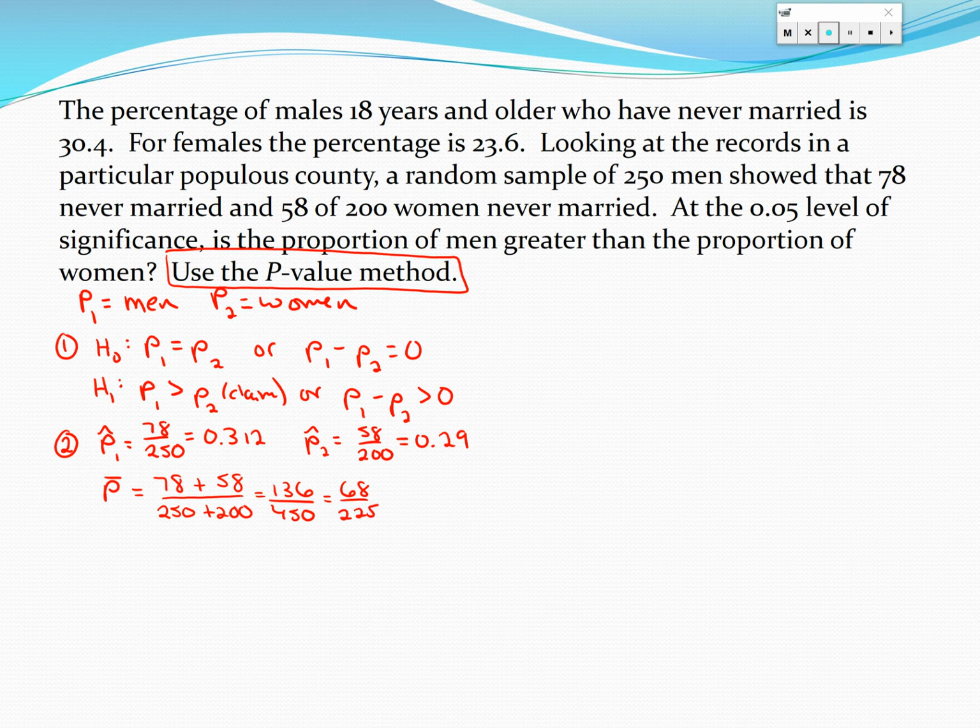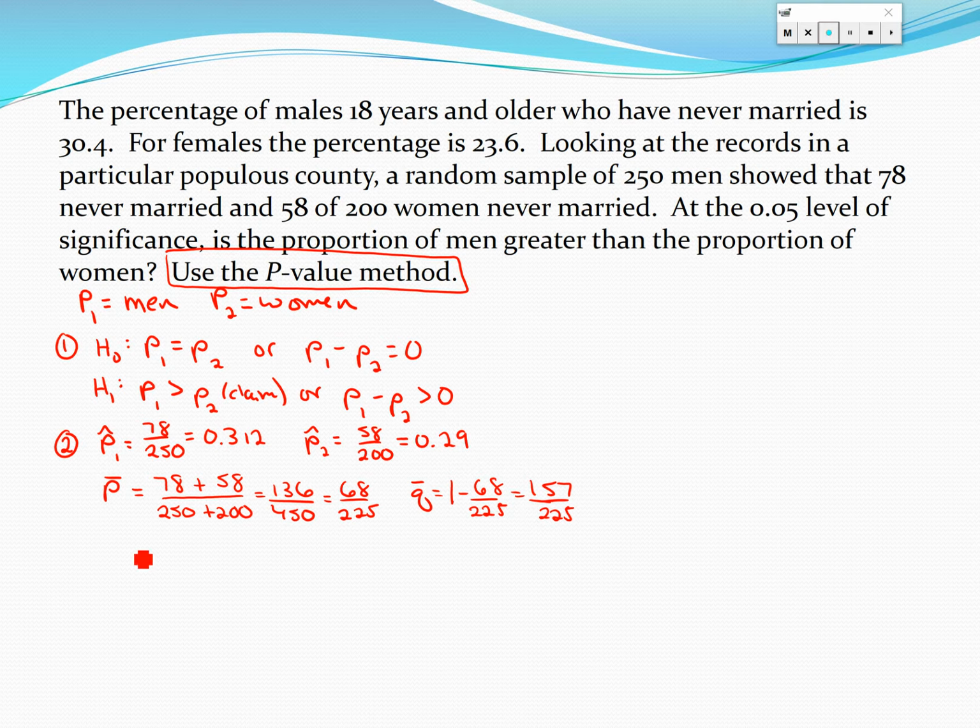And to be honest, you wouldn't have to simplify your fraction. It's up to you. You want to just leave the 136 out of 450, you can. It doesn't matter. But since it's a repeating decimal, I can't just go decimal form. It'll throw my stuff off. All right, then we also need q bar. Q bar is just 1 minus whatever p bar was. So those are all the pieces that we need in order to do our test value formula.